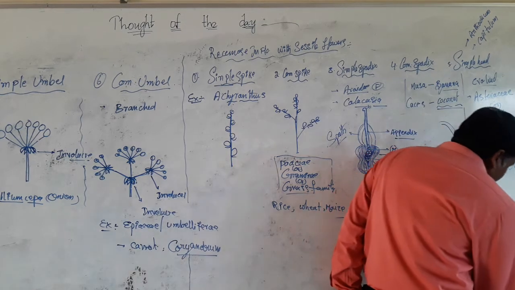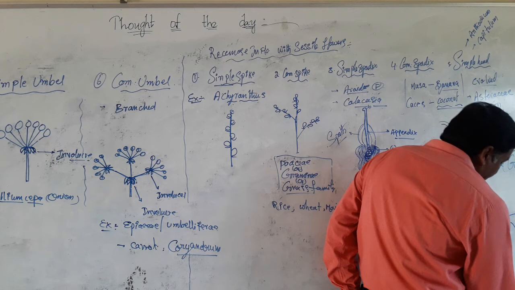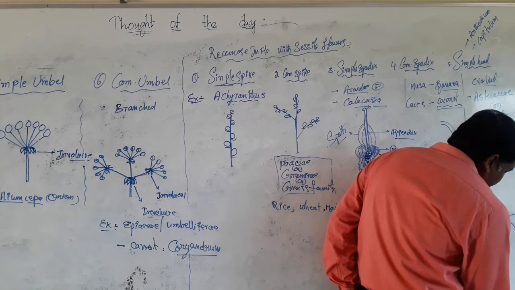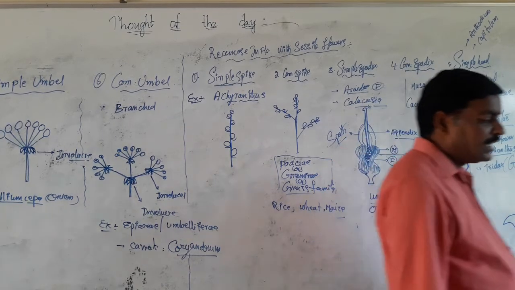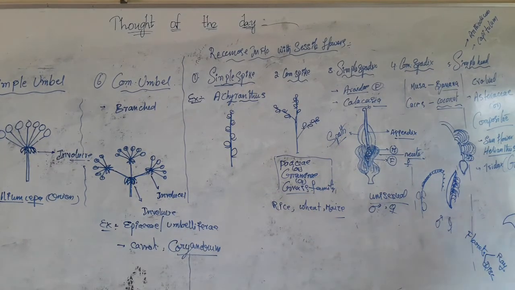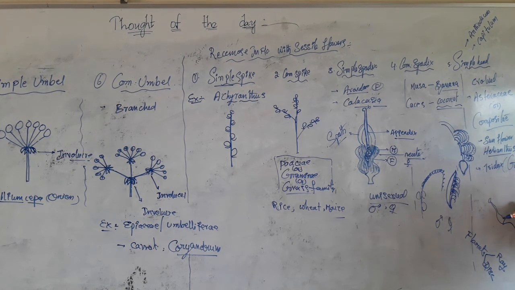One type of florets is called ray florets. The second type is called disc florets. Ray florets, disc florets. We must be careful about these two differences. For example, this is a ray floret, and this is also a ray floret.